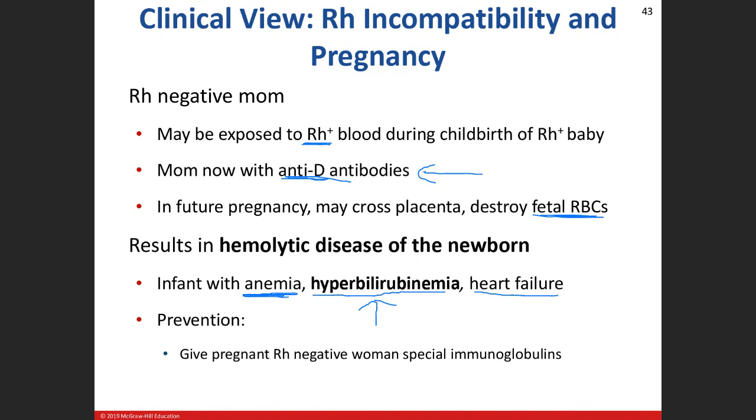So what do we do to avoid that? Well, guess what? We're going to give mom Rogam. Something that's going to help to deal with those antibodies. Because that's what the antibodies are. They're immunoglobulins. So that's for the RH factor, or antigen D.